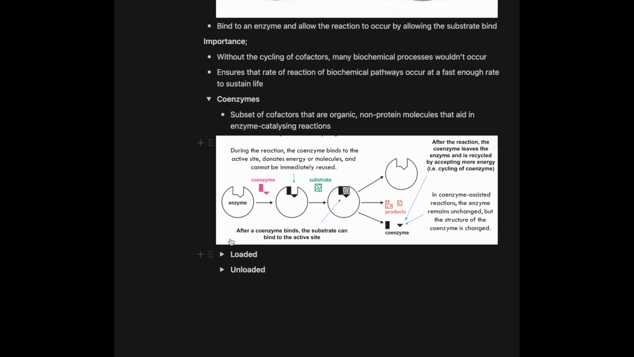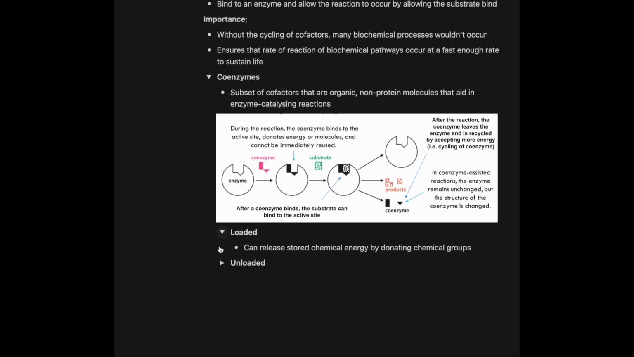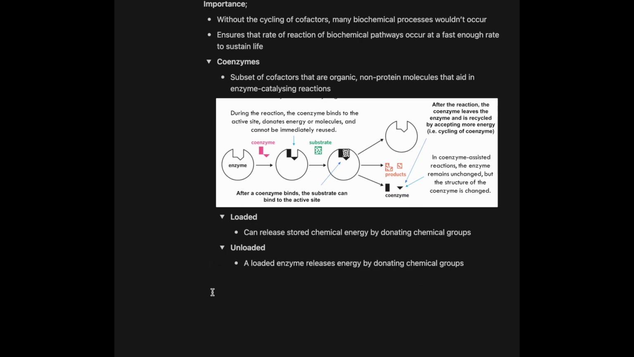So this is what we're referring to when we talk about loaded and unloaded coenzymes and cofactors. When I say loaded, I mean that it can release stored chemical energy by donating chemical groups. For example, this coenzyme is loaded since it can release chemical energy by donating chemical groups to allow this reaction to occur, to allow for the activation energy to be surpassed. Whereas when I say unloaded, it is a loaded coenzyme that has already released energy by donating chemical groups.